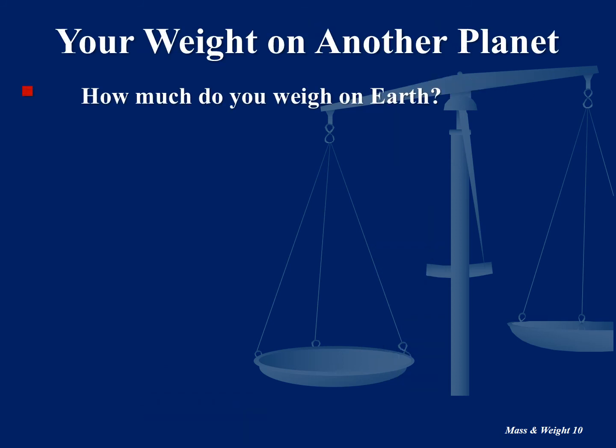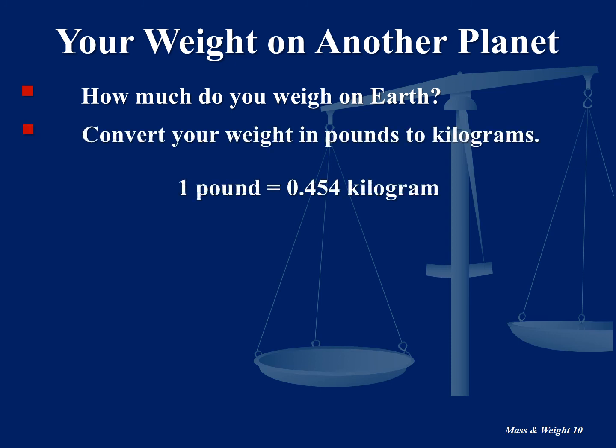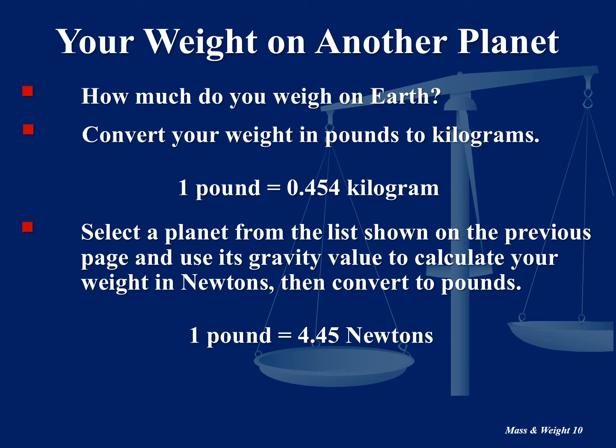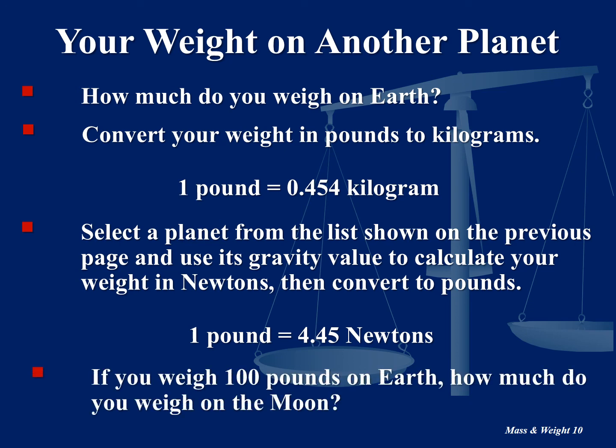As a simple exercise, calculate your weight on a different planet. First, measure your weight in pounds here on Earth. Now convert your weight in pounds to kilograms. 1 pound equals 0.454 kilogram. Use the gravity value of a planet you select from the list shown on the previous page to calculate your weight in newtons, then convert to pounds. 1 pound equals 4.45 newtons. If you weigh 100 pounds on Earth, calculate how much you weigh on the Moon.